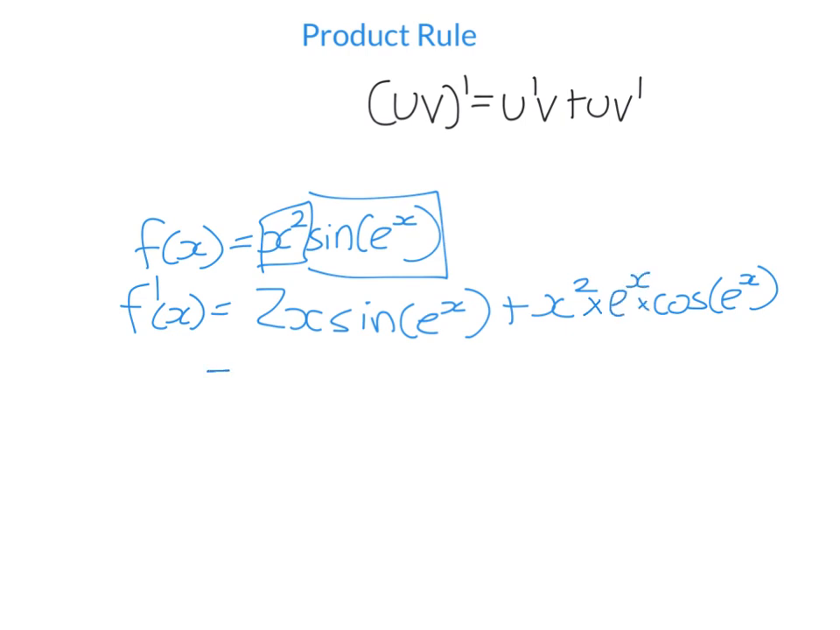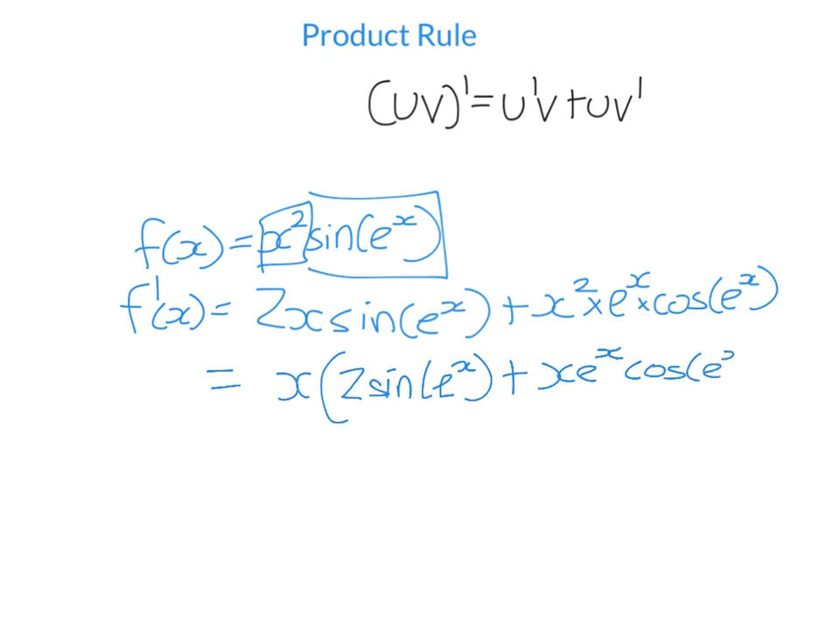When you get to this line, sometimes you will need to factorize. The only common factor here is actually x. So it'll be x outside of 2 sine e to the x. That's the first term. And then what do I times by x to get the second term? It will just be x e to the x times cos of e to the x, okay? And then we're done. That's the final answer.